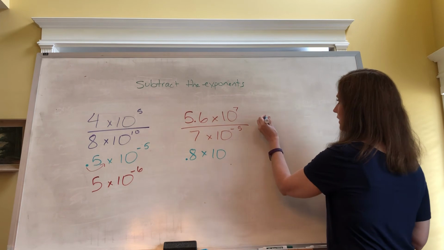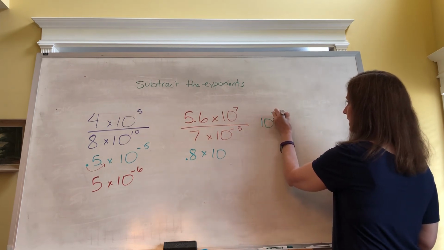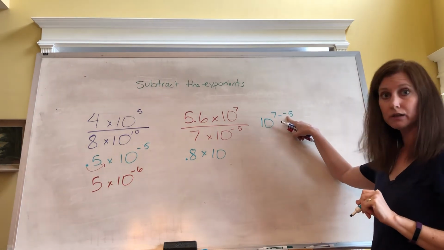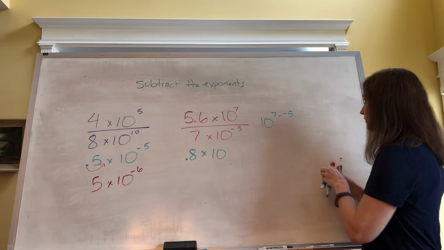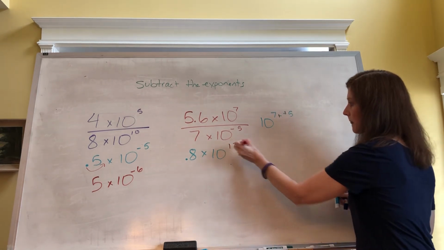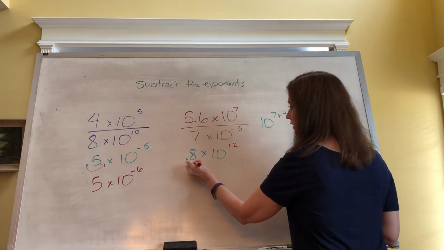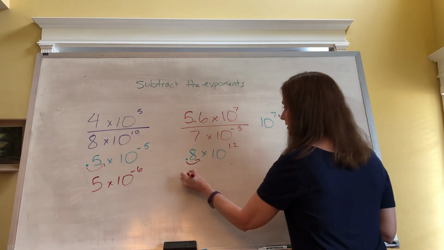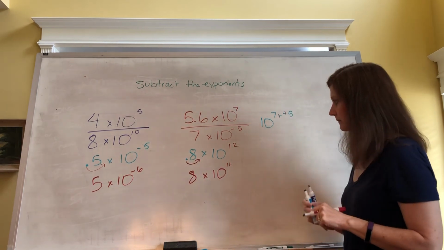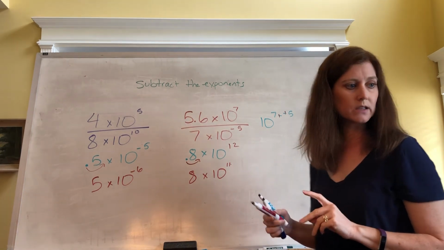And then over here I've got 10 to the 7 minus negative 5. All right, so remember minus and negative is really plus. So I've got 7 plus 5. And I've got 10 to the 12th. All right, so remember again, we're going to move that decimal. And so it's going to be 8 times 10 to the 11th. Let's do one more.